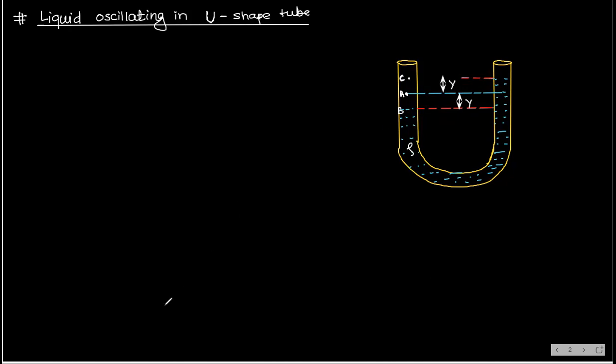And let us suppose initially from this point A, the liquid height is how much? Let us suppose h. Initially when we are filling it, that time how much height? h only. Now see here.